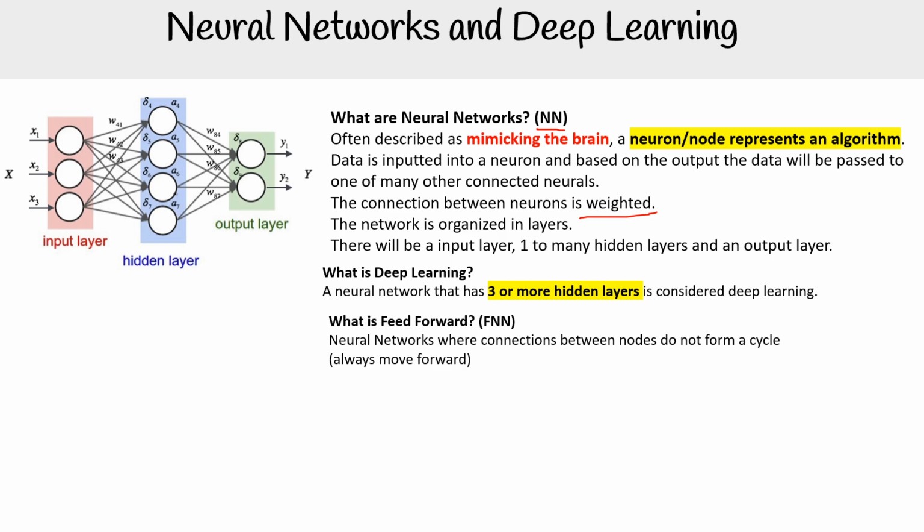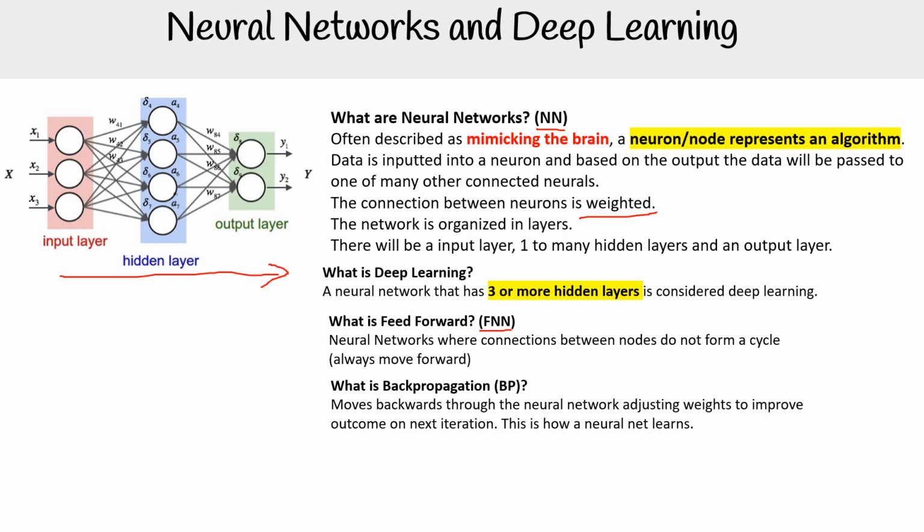What is feed forward? So neural networks where they have connections between nodes that do not form a cycle, they always move forward. So that just describes a forward pass through the network. You'll see FNN, which stands for feed forward neural network, just describing that type of network.